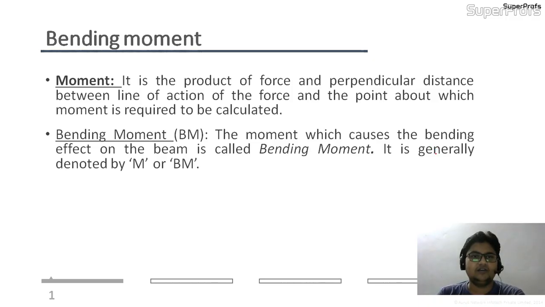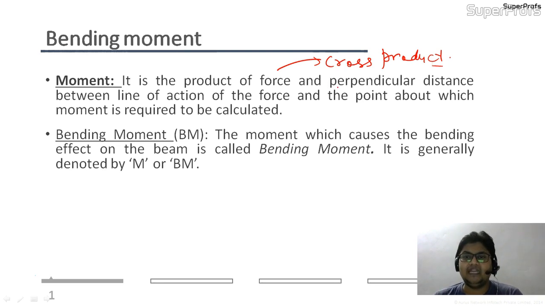So starting with our module, first of all, let me define the bending moment, and what is the difference between moment and bending moment. Moment is nothing but the product of the force and the perpendicular distance from the particular axis where we are asked to find the moment. It is a mathematical multiplication, or rather you can say a cross product. If you see in vectorial terms, then this moment is nothing but the cross product where we multiply the perpendicular distance. So why is this perpendicular distance being written here?